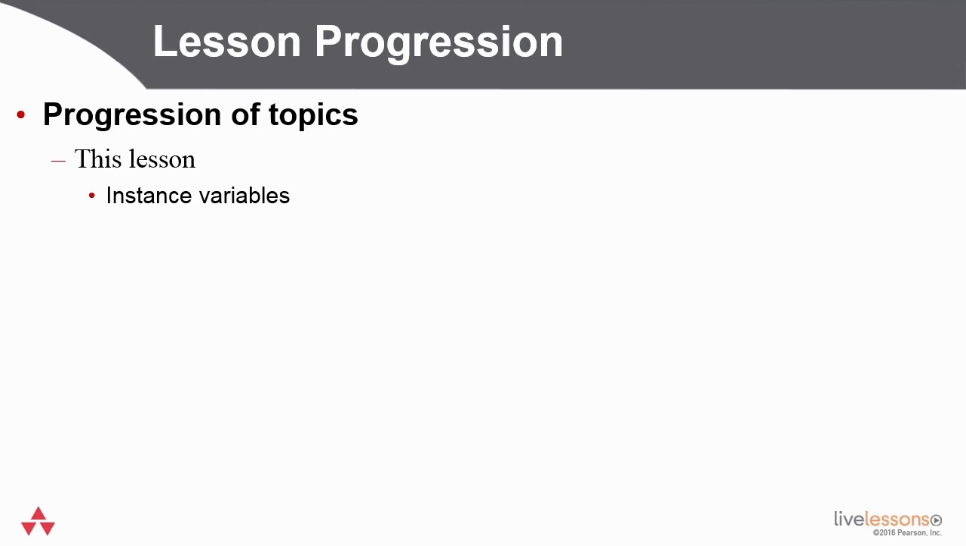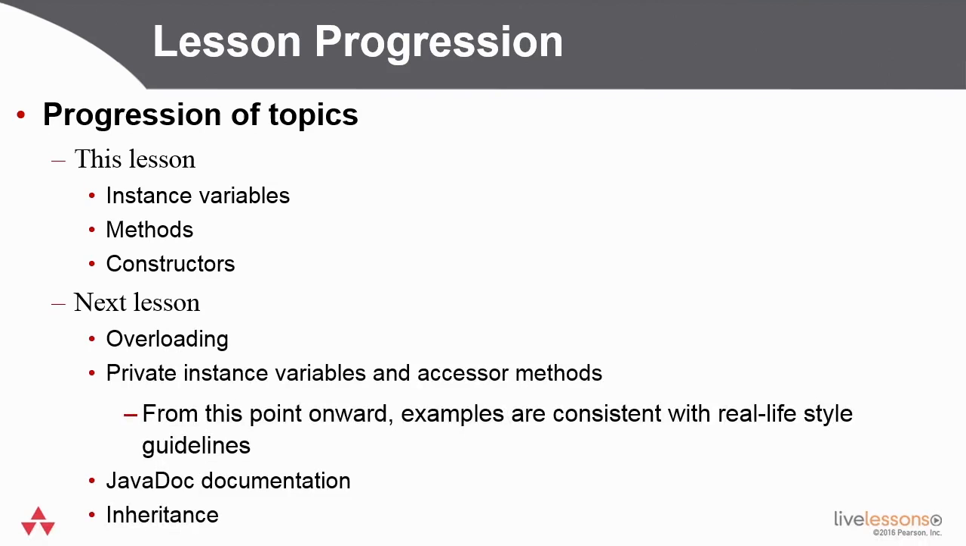So in this lesson, we'll first introduce instance variables, then we'll introduce methods, then we'll introduce constructors. All of these are useful, all of these are widely used in real life, but none of these are sufficient by themselves. So in the next lesson, we'll introduce overloading, then the idea of making the instance variables private and hooking them to the outside world with accessor methods. And from that point onward, throughout the rest of the video series, the examples are consistent with real-life styles and real-life approaches. Tomorrow, in the next lesson, we'll also introduce documentation with JavaDoc and inheritance.